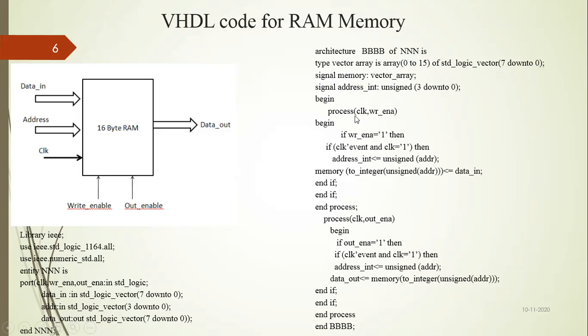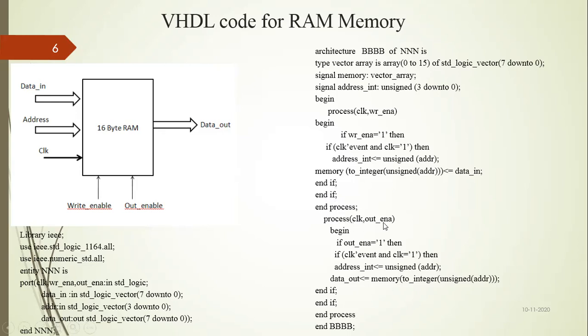Begin process, in sensitivity list clock, write enable. Begin, if write enable is 1, then if clock'event and clock is equal to 1, means positive edge triggered clock is present. Address int unsigned: the address is assigned to the address int, and memory in bracket to_integer unsigned address, data is assigned to the memory location. That address input binary data is converted into decimal value 0, 1, 2, 3, 4, 5, 6, 7, 8, 9, 10, 11, 12, 13, 14, and 15. Two end ifs, end process.